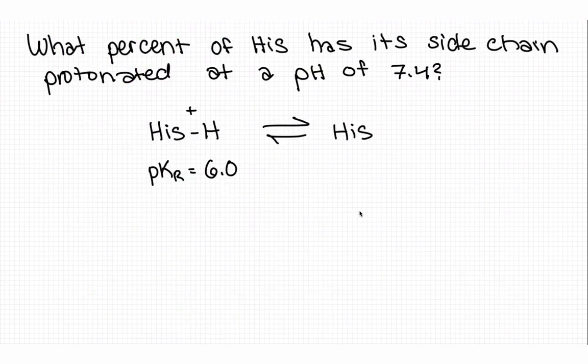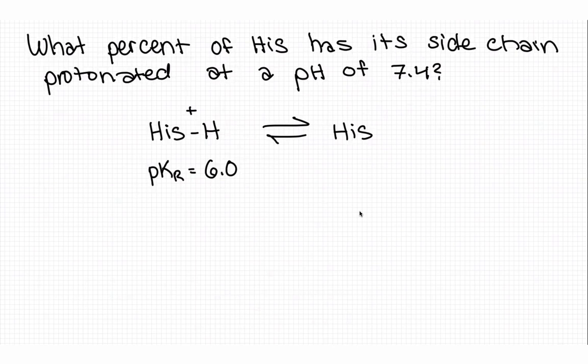So in our first example, what percentage of histidine has its side chain protonated at a pH of 7.4? We're talking about the amino acid histidine, which has a pKr, so basically the pKa for its side chain or its R group is 6.0. And we want to know how much of that is protonated at a pH of 7.4. How can we go about this?